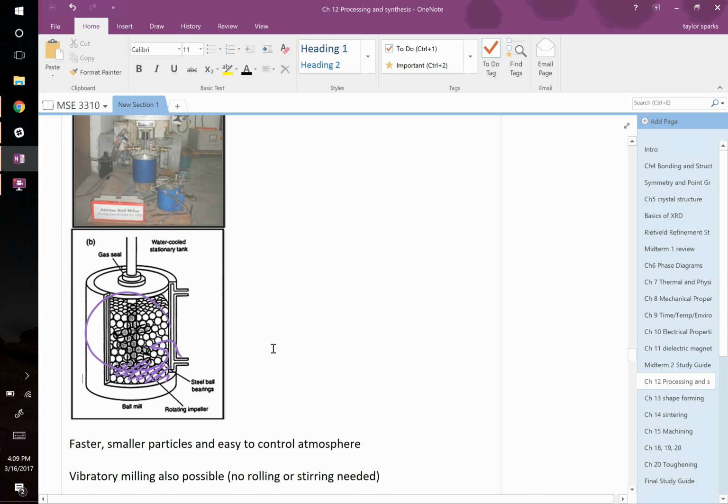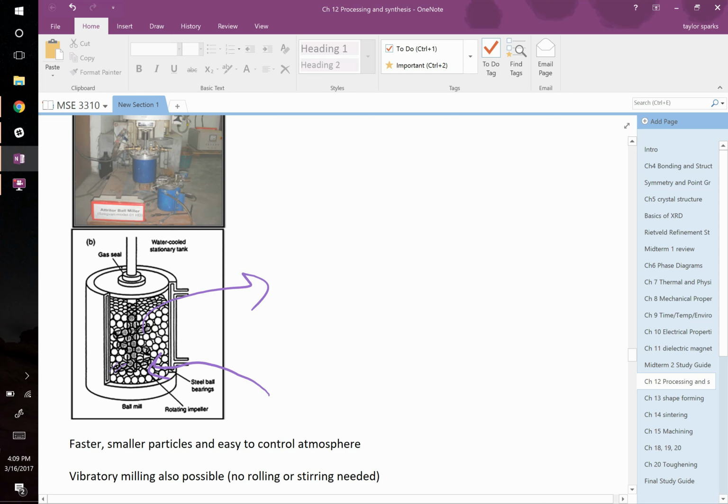One thing that's nice about this is that you could have material flowing in and out of this. Imagine for a moment you have your slurry flowing in here, and then you have it flowing out over here, so you could be continually processing this if that was of interest.